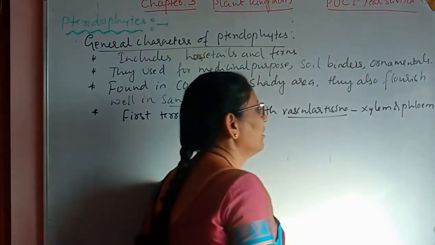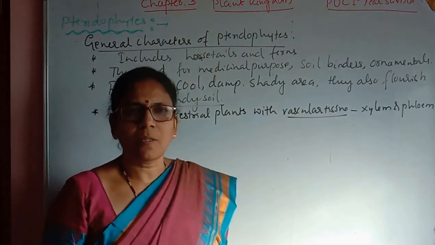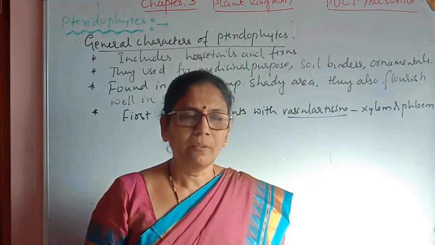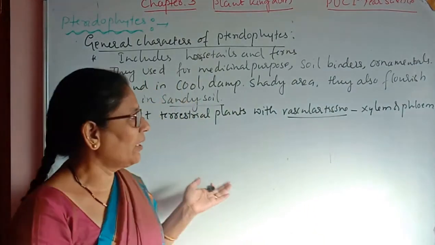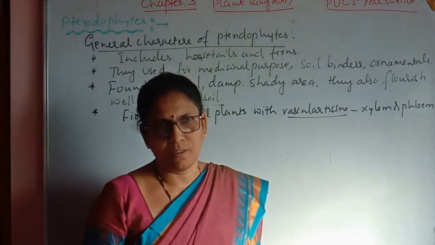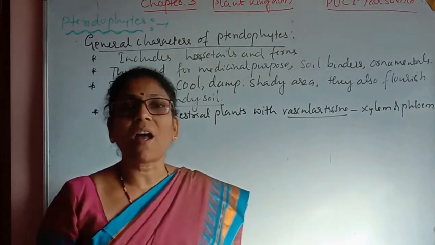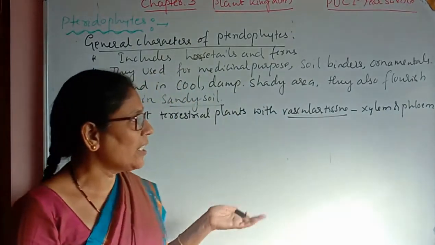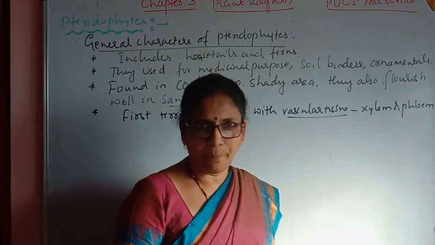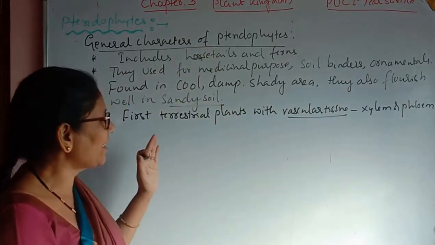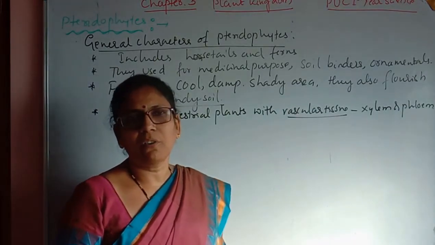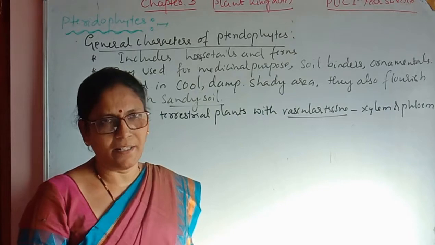So these are the transportive tissues which transport water and minerals and also food within the plant. So that's why they are called the vascular tissues. In bryophytes we didn't find vascular tissues, so they are called the avascular plants. But these are vascular plants with xylem and phloem, and they are the first terrestrial plants with vascular tissues. So that's why we call them vascular plants or tracheophytes.